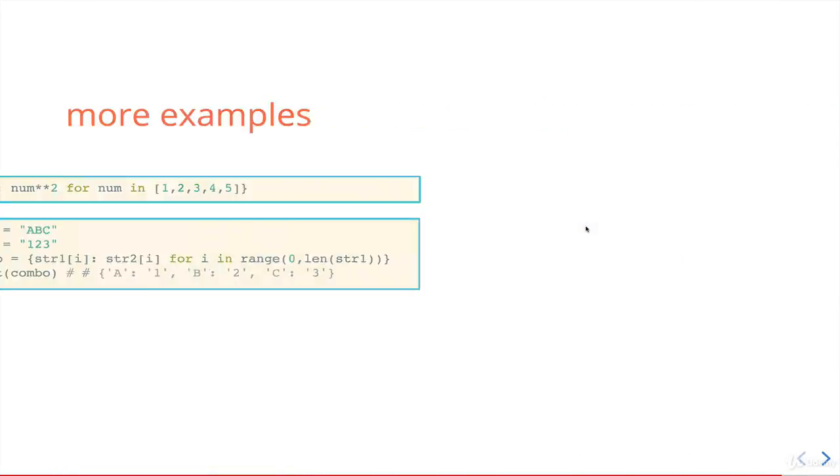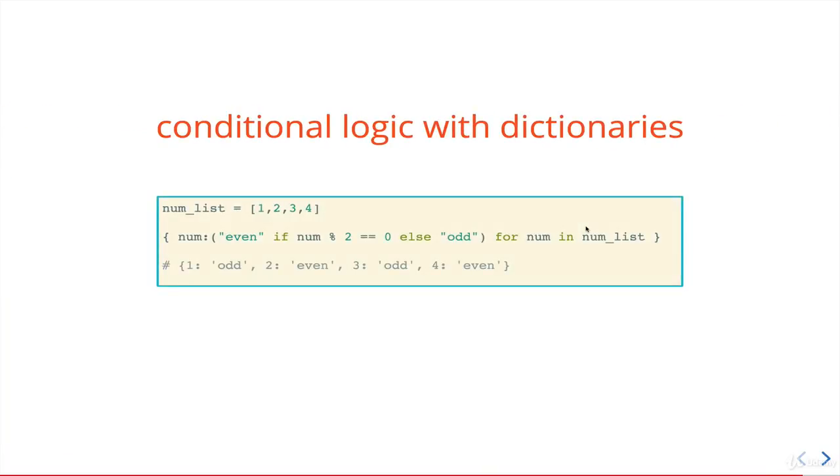But let's look at conditional logic now. So here's another example. We have a list of numbers, 1, 2, 3, 4. And we're just going to iterate through that list and create a dictionary that specifies 1 is odd, 2 is even, 3 is odd, 4 is even, and so on. And just create a nice little dictionary that has values mapped to if they're even or odd. So we loop through for num in num_list. We have our dictionary brackets. And then this is the syntax.